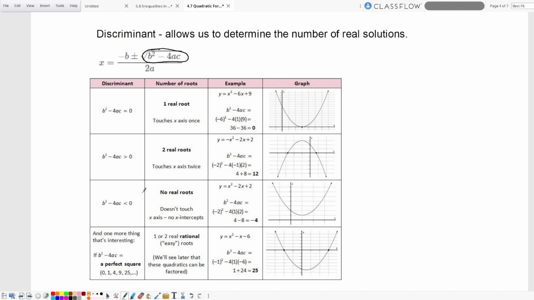If we have a negative number for the discriminant, that means we have no real roots, which means that our graph wouldn't touch the x-axis. It's either above or below, and it's going in a direction such that it's either above and opens up, or it's below and opens down, and therefore never crosses the x-axis.